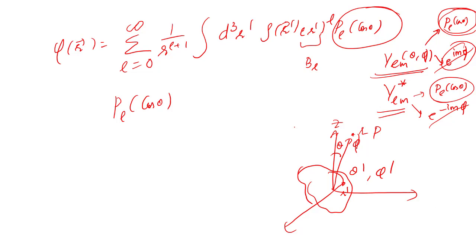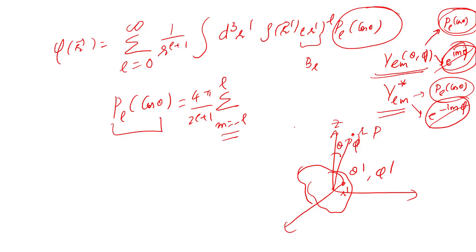So then I can write this P_L of cosine theta as 4 pi by 2l plus 1. This is just a linear combination, with m going from minus l to plus l. So we are adding over m, and these e^{im phi} terms get cancelled out, so we are left with only the Legendre polynomial. So we can write that as Y_lm star theta prime phi prime times Y_lm theta phi.